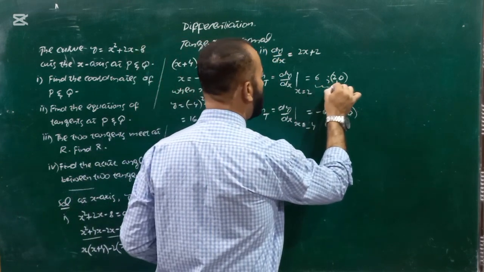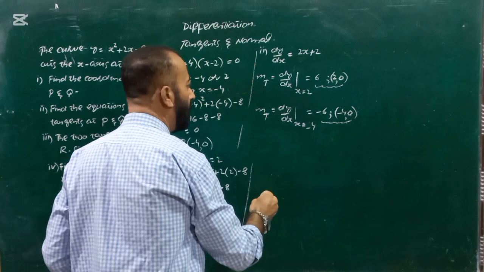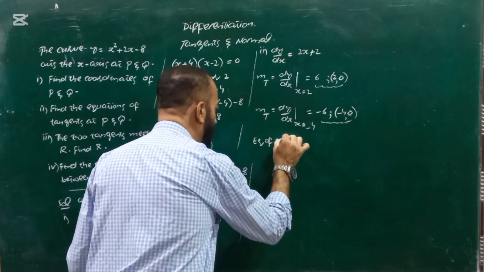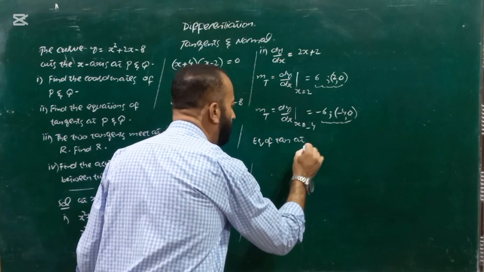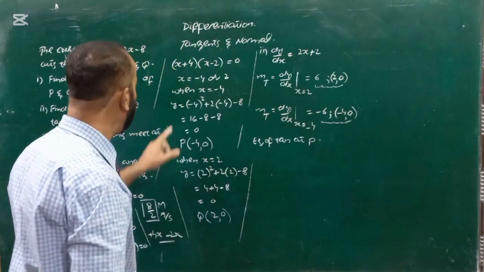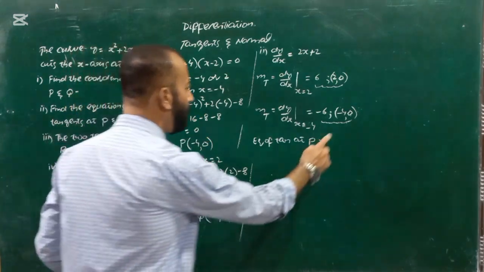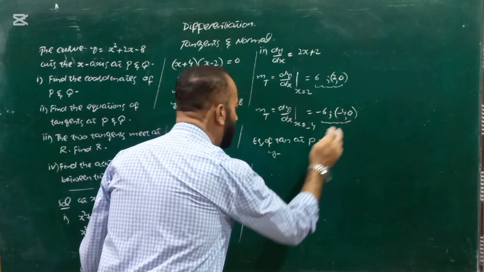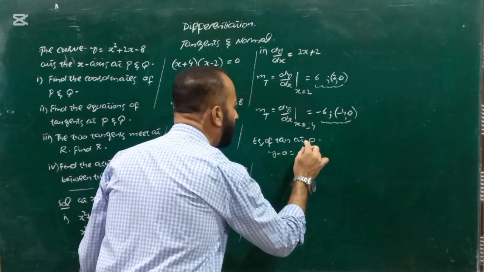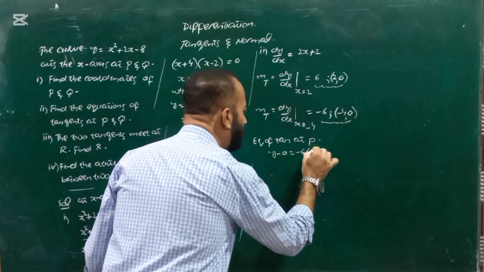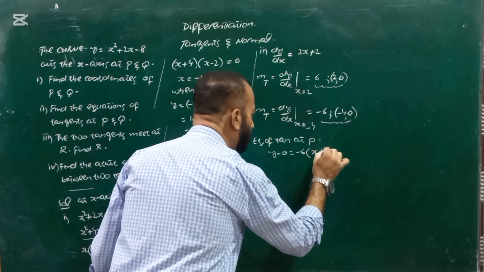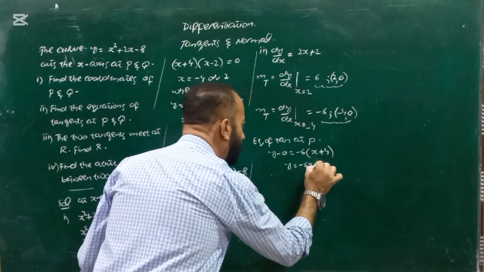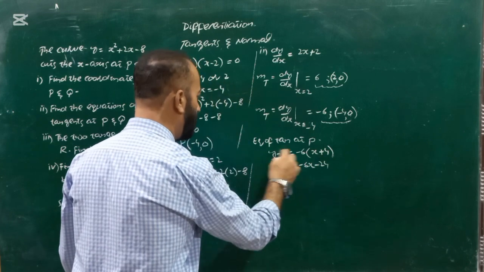Okay, now we will use this and this to find the equation of the tangent at P. At P the point was minus 4, so this is the P point. So y minus y1, y1 is 0, equals m, m is minus 6, into x minus x1. Minus minus will be plus, so plus 4. And from here y equals minus 6x minus 24. So this is the equation at P.